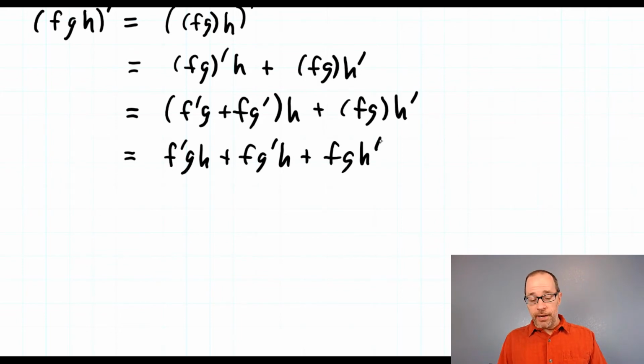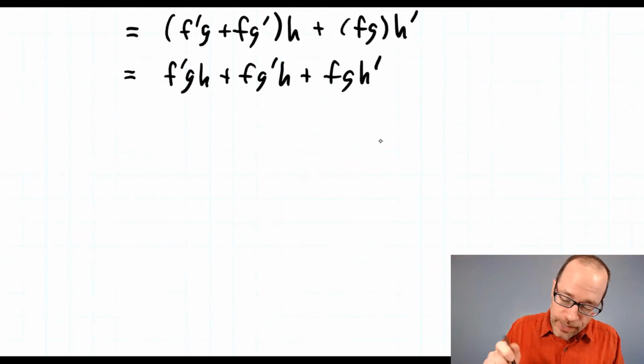You just do the sum of having the derivative hit one function at a time. First it hits f, then it hits g, then it hits h. The same type of reasoning will let you do any number of functions.